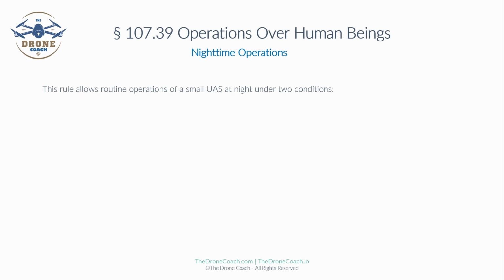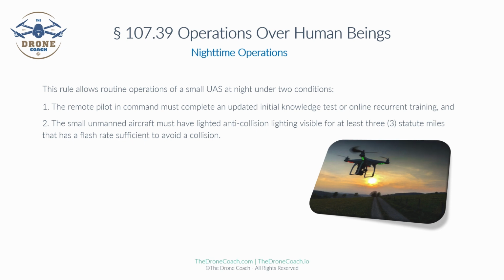Now, this rule allows routine operations of a small SUAS at night under two conditions. Nighttime operations doesn't really change under flying over human beings, but they want to define that the remote pilot in command must complete an updated initial knowledge test or online recurrent training regarding nighttime operations. That must be current. And the small unmanned aircraft, of course, must also have anti-collision lighting visible for at least 3 statute miles that has a flash rate sufficient to avoid a collision.